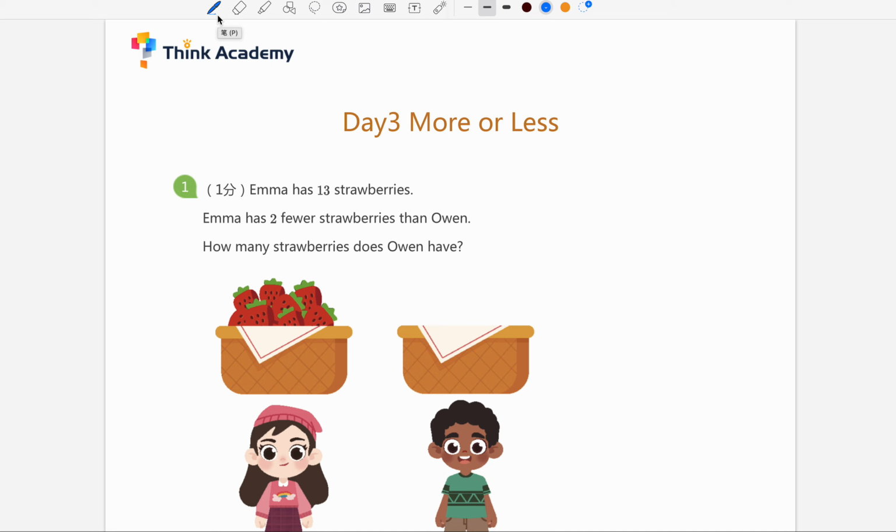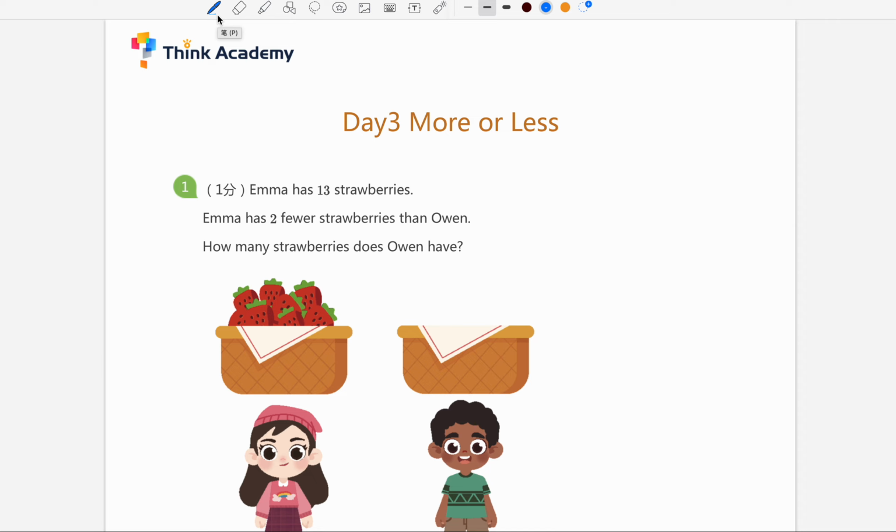Everyone, let's take a look at day 3's practice, okay? For day 3's practice, there are lots of word problems. So for any word problem, we should read it at first and then underline the keywords. So for question 1, let's read it.